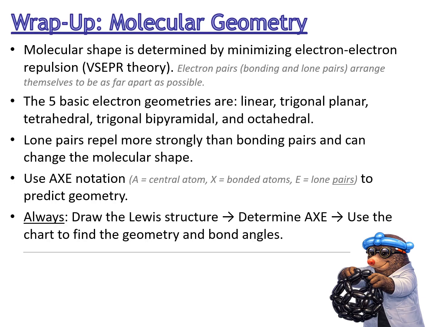And then always make sure you draw the Lewis structure first. Check your valence electron count before you start trying to determine the AXₙEₘ notation. So that's it for molecular geometry.